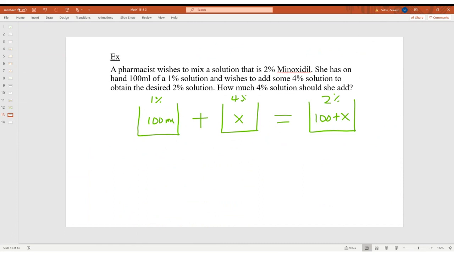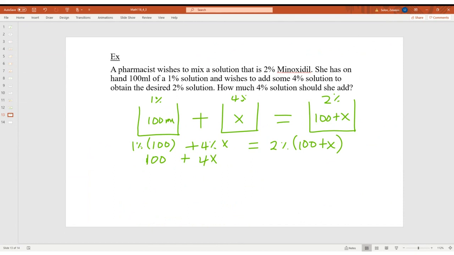Now, we know the amount of minoxidil in the first bucket, which is 1% of 100. So 1% times 100 plus the amount of minoxidil in the second bucket, which is 4% of x, equals 2% of the total. So the amount of minoxidil in the last solution is 2% of the total volume, which is 100 plus x. Okay. Now everything is in percent. I can cancel out the percent. So when you cancel out the percent, you'll have 1 times 100, plus 4 times x, which is 4x.